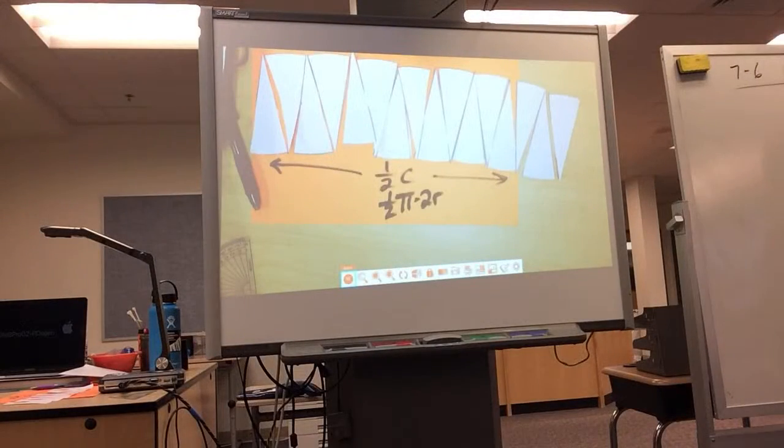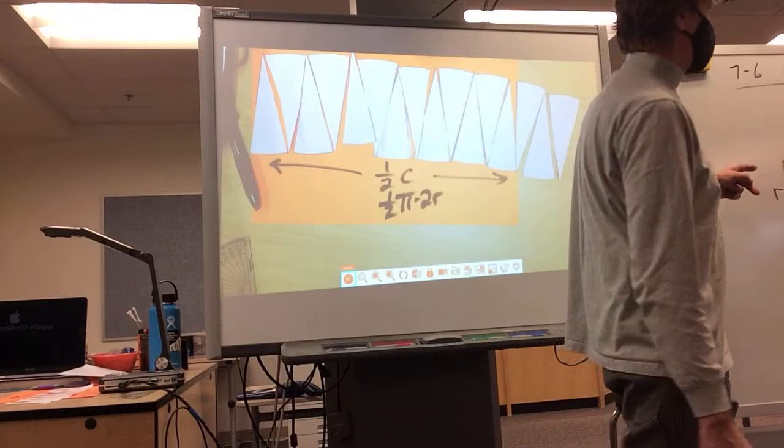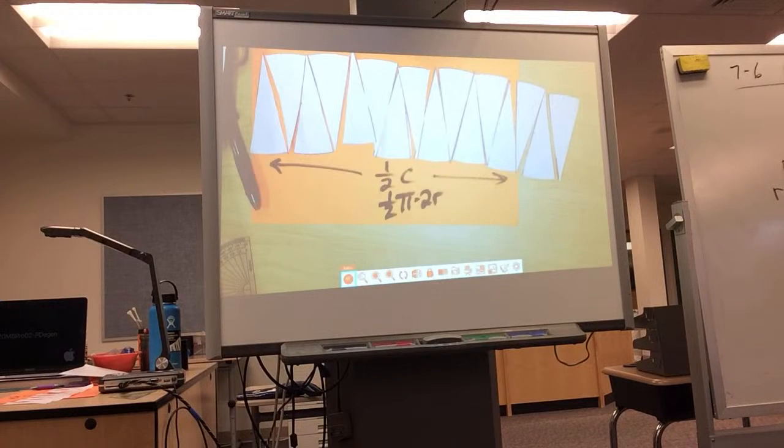So this base here of this rectangle shape is like saying half of pi times twice the radius. So what we're doing is we're making this almost rectangle shape that has a height which is equal to the radius. And then this base is 1/2 times pi times 2 times radius. What's 1/2 times 2? 1. So this is just pi times radius, because we cancel out the 1/2 and 2. So across here is pi times the radius.